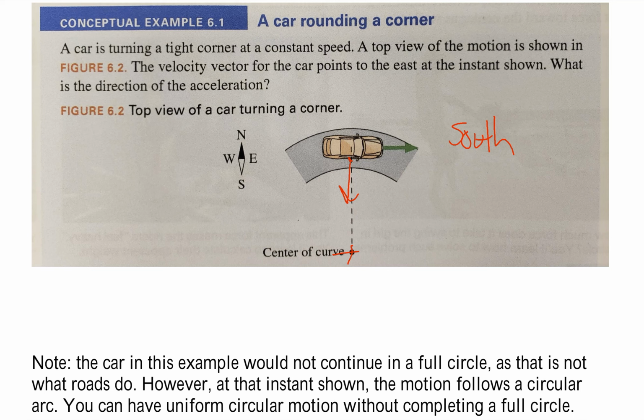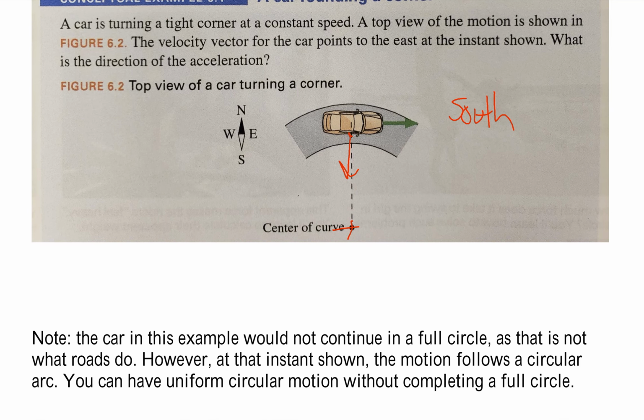So it says, note, the car in the example would not continue in a full circle, unless we were on a roundabout. That's not how roads operate, right? We just have a curve that achieves the amount of curvature that we want, and then the road straightens out. However, at the instant that we're showing, the motion of the car is following a circular arc. So while we're in that circular arc, we are seeing uniform circular motion. So we can model uniform circular motion while we are on a curving road. That's an important note there.